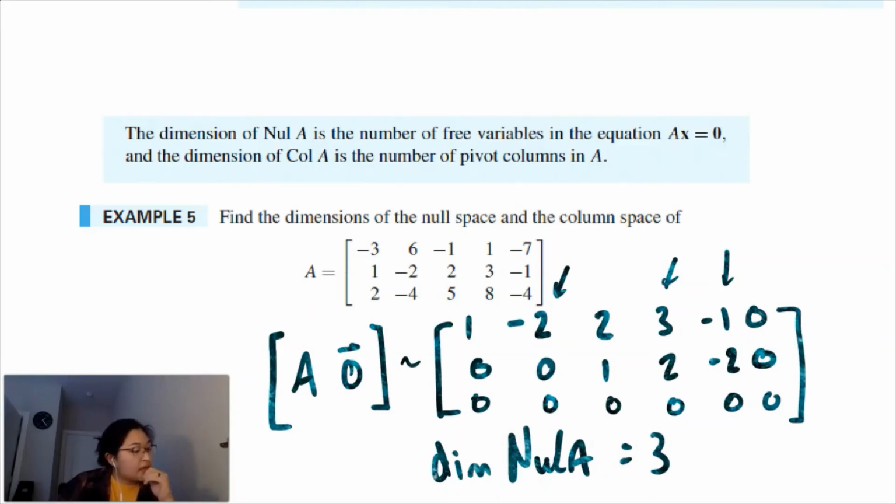Okay. And then, how many pivot columns do we have? Well, those are the not free variables. So we have 1, 2 pivot columns. So the dimension of our column space is 2.